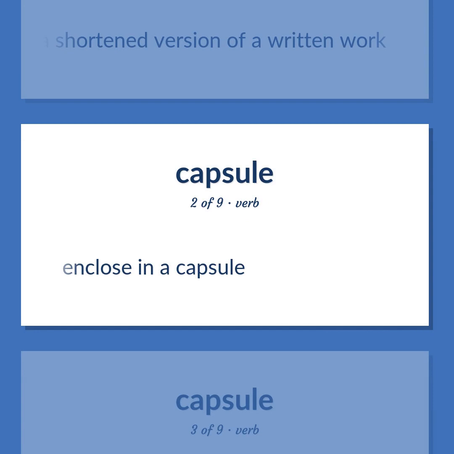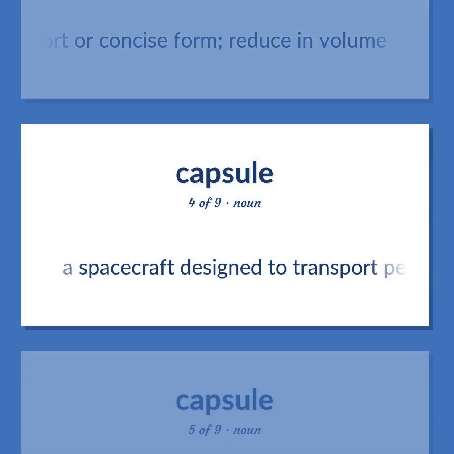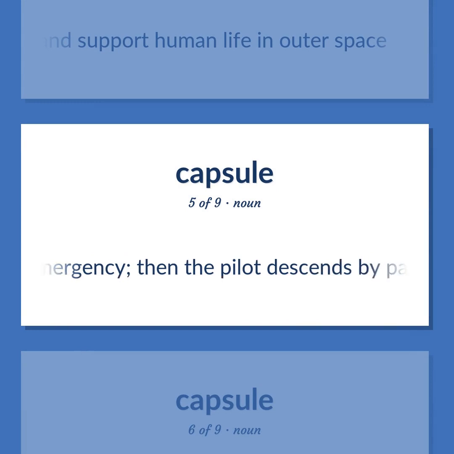Enclose in a capsule. Put in a short or concise form. Reduce in volume. A spacecraft designed to transport people and support human life in outer space. A pilot seat in an airplane that can be forcibly ejected in the case of an emergency. Then the pilot descends by parachute.